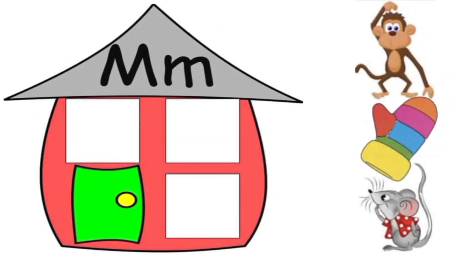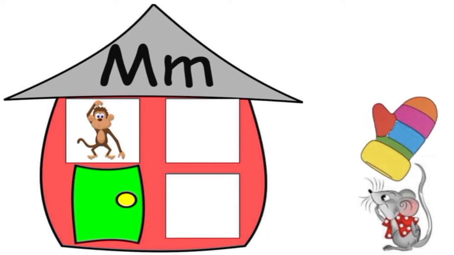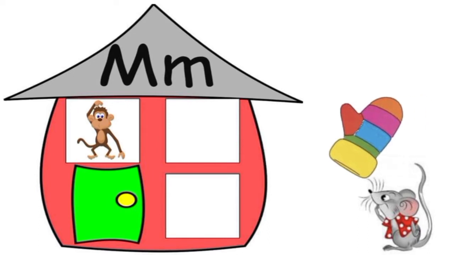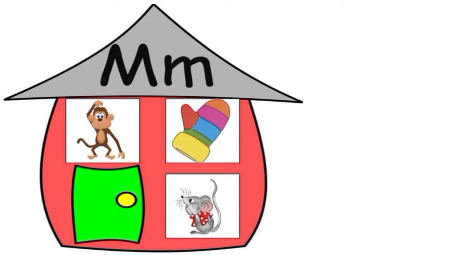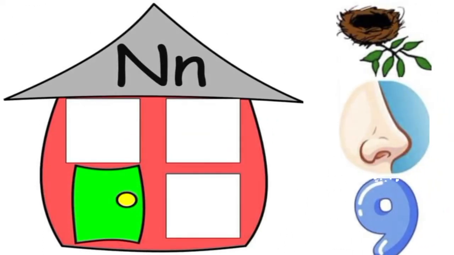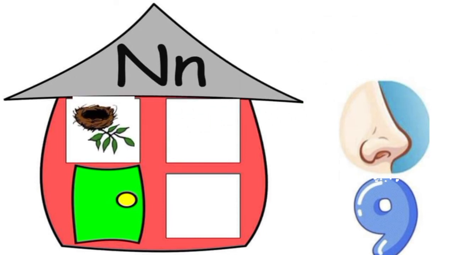M. M is for monkey. M is for mittens. And M is for mouse. N. N is for nest.